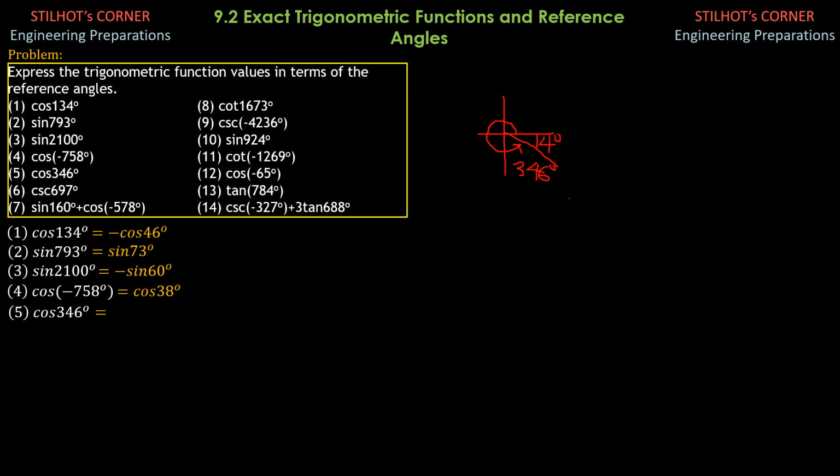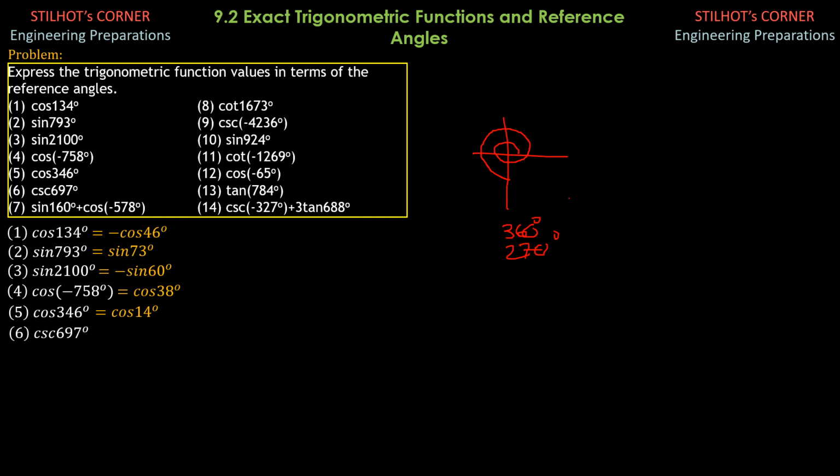You can always check with your calculator if you want. Then number 6, cosecant, that is r over y, cosecant of 697 degrees. So that's a positive angle, so that does not reach 2 revolutions. So this is 360 plus 270. 360 plus 270 is equal to 630 degrees, and this is 697.